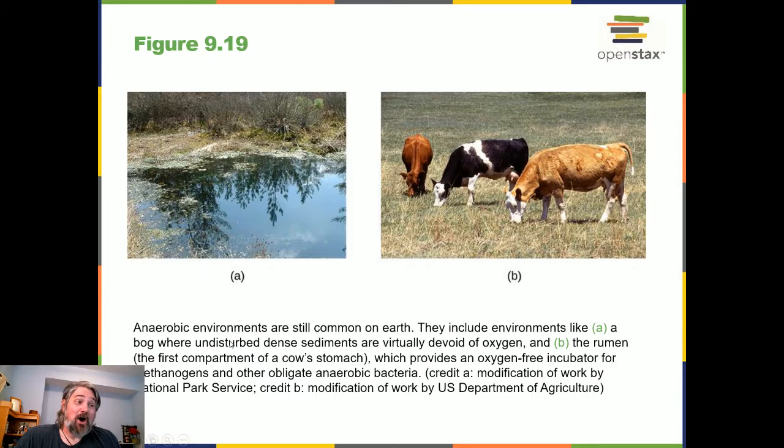Environments like the bog, right? So oxygen depletion down here, the water is still, and as you get down far enough, there's no oxygen essentially at all. And the rumen, so the first compartment of the cow's stomach. This is the oxygen-free incubator for methanogens and other obligate anaerobic bacteria. Your gut also should be effectively anaerobic, and Clostridium is able to live quite well in that environment. But anyway, there's a lot of anaerobic environments around.